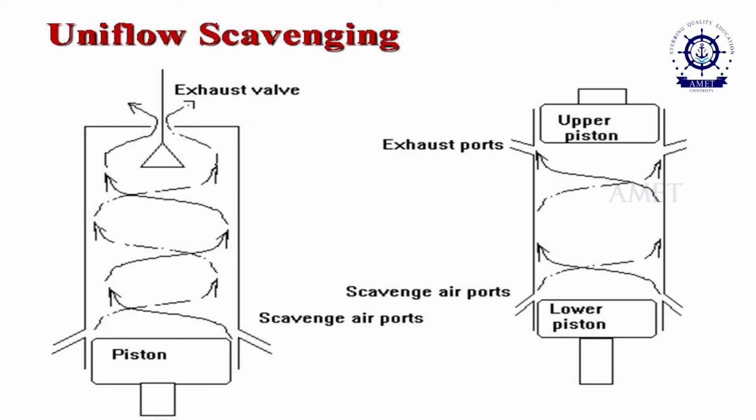So, the difference between the previous two models that I discussed, that is cross flow and loop scavenging, is that you have ports with respect to exhaust and you also have ports with respect to scavenge intake. Now, we are talking of an engine which has scavenge ports, but you are also having an exhaust valve. So, the engine is very different in this case. You will find that there is an exhaust valve at the top of the cylinder.